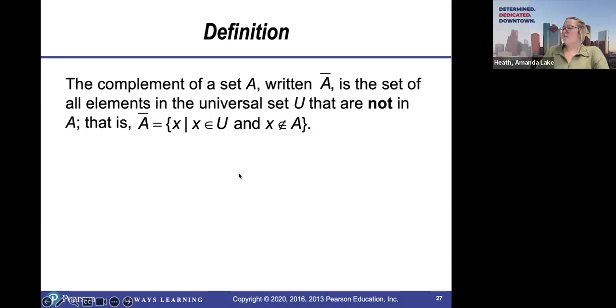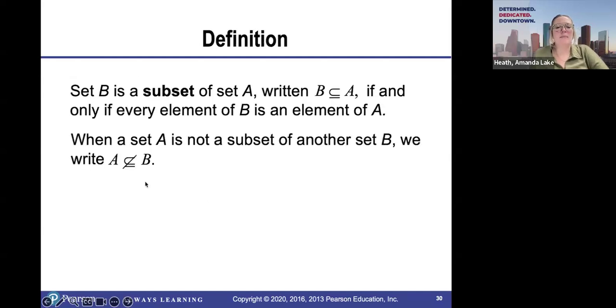We can write the complement of a set with this bar over the top. So A complement is A with this bar over it. It's all the members of the universal set that are not in A. So X such that X is in U, the universal set, and not in A.